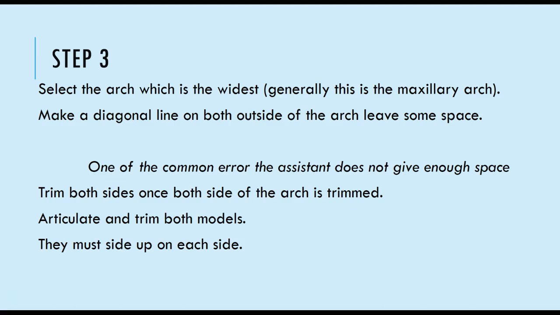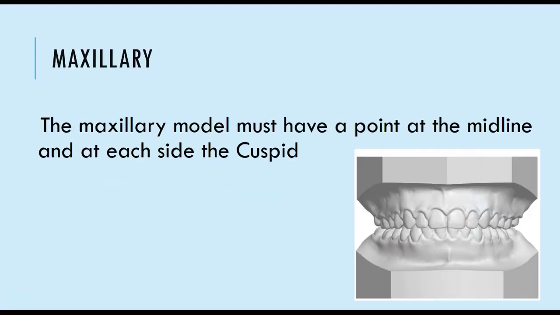Trim both sides. But one of the most common errors assistants make is they don't give themselves enough space. And if they don't do that, they may be cutting their teeth. So give yourself enough space. And then trim both sides of the arch. Once those are trimmed, then you can articulate them just like the back line. And then they must stand on each side.